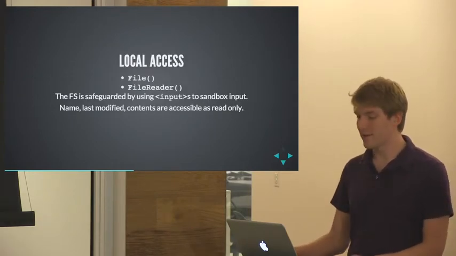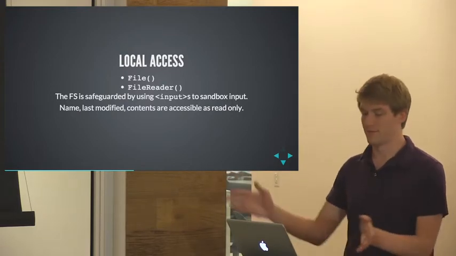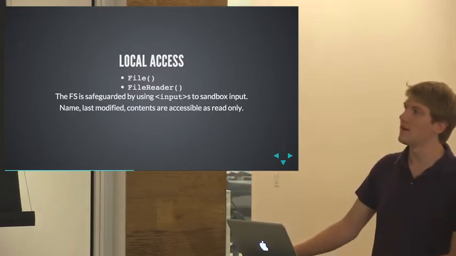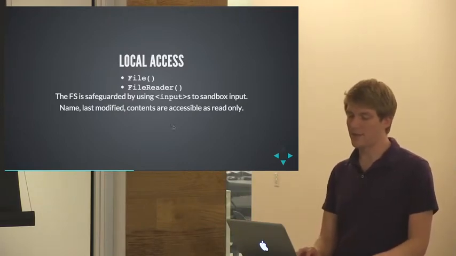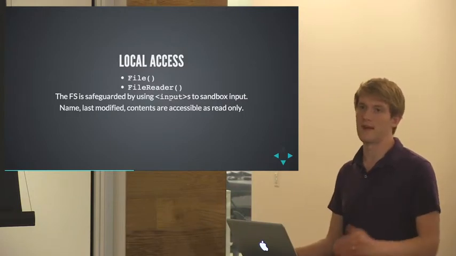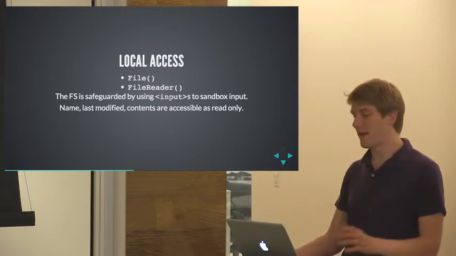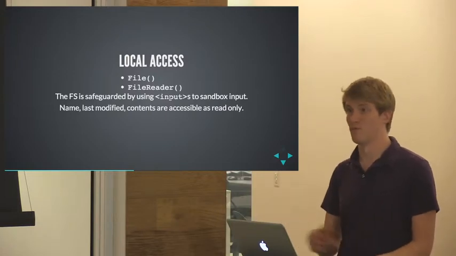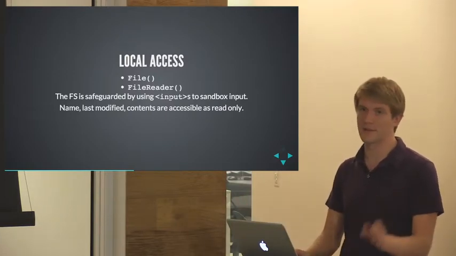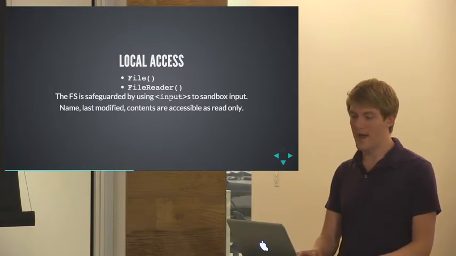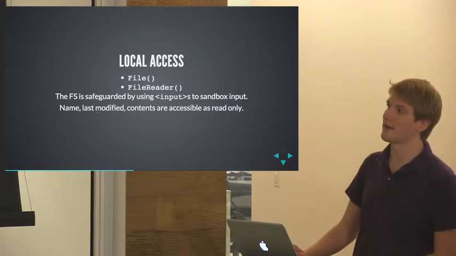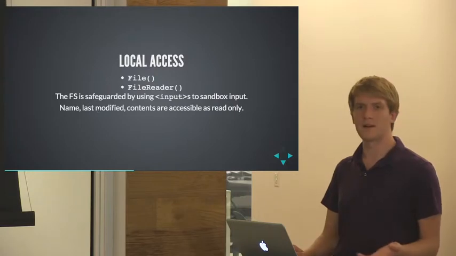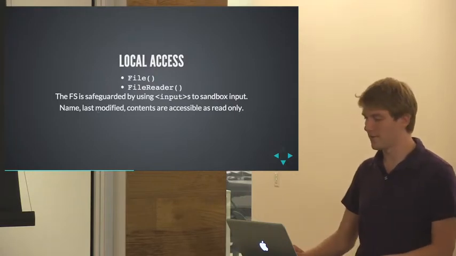With local file access, we get two new functions, or I guess types. One is the file, and one is the file reader. It's safeguarded because to use either of these, you have to basically use file inputs from a form. So it's not like we can just fire up a browser, roam your file system, and then access everything. Also, we don't get paths when people use files. You get the file name, last modified, and everything is read-only. So we can't overwrite anything on your system. Sorry, am I talking too quickly? You can let me know if I'm kind of flying through this.